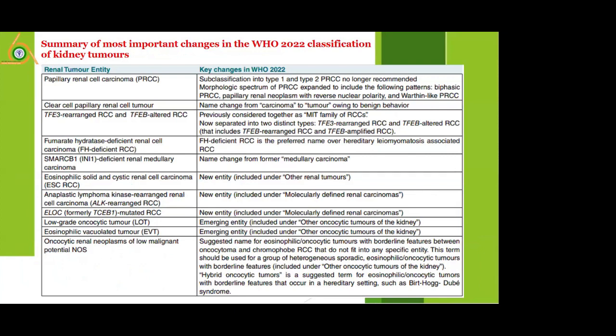Okay. So another important entity is anaplastic lymphoma kinase rearranged RCC, or ALK rearranged RCC. This is again a new entity and this comes under the molecularly defined renal cell carcinomas. Next slide.